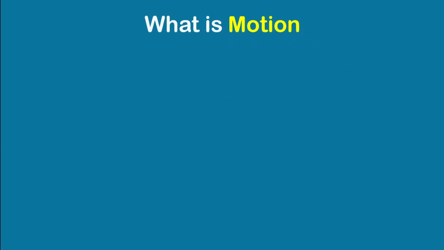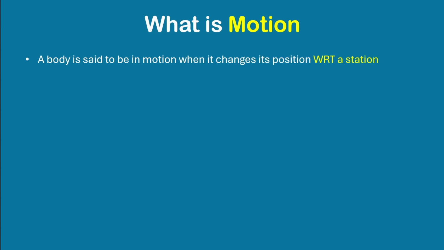What is motion? A body is said to be in motion when its position changes with respect to a stationary object taken as reference point. Now what is this, with respect to a stationary object taken as reference point?